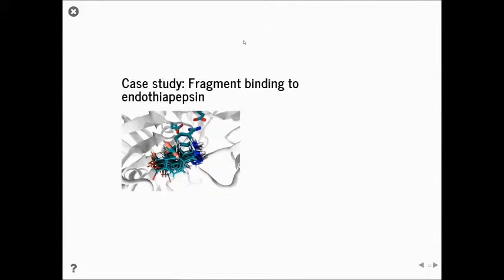So we are going to see one very simple example. We are going to analyze a first-step model: the binding of one small fragment, very similar to benzamidine, to a protein called endothiapepsin. We are going to use the single-step mechanism that I showed before, the first one.